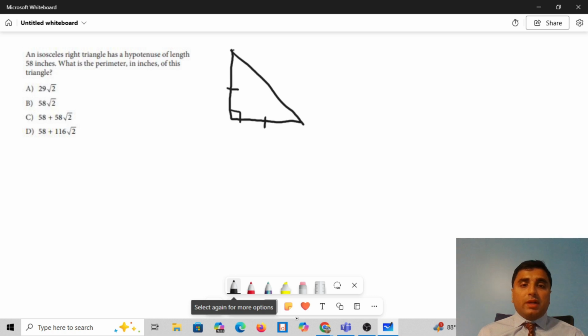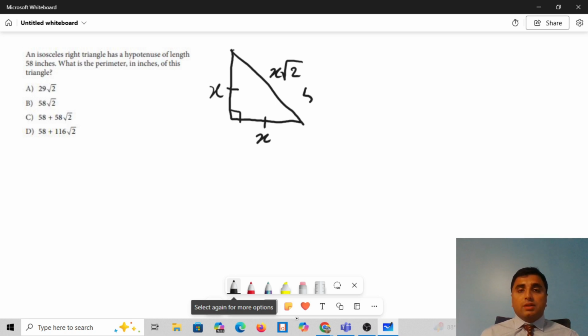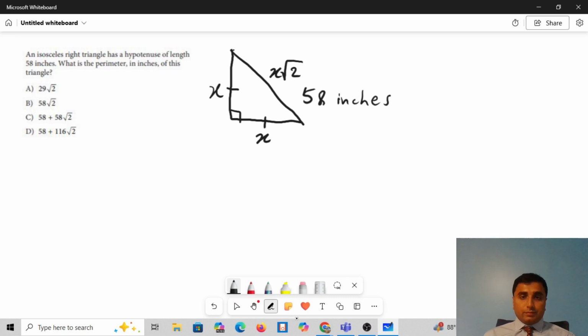So there's a property, and the property says that if there are two sides with length of x, then the hypotenuse of the isosceles right triangle is going to be x times the square root of 2. Now in this question, they're telling us that the length of the hypotenuse is 58 inches. So let's write that down over here, 58 inches. That is the length of the hypotenuse. So we need to first find the value of x for both of these sides, and then we are supposed to add all these sides together in order to find the perimeter of the triangle.